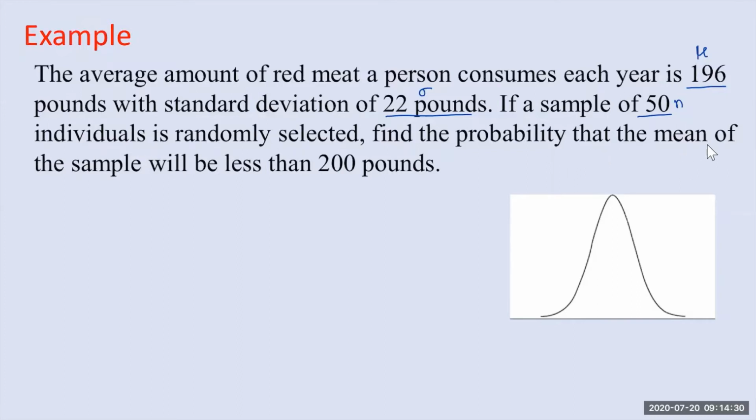We have to find the probability that the mean of the sample will be less than 200 pounds. So we have to find the probability that the mean of the sample will be less than 200 pounds. Probability that the mean of the sample, X bar, is less than 200 pounds. What is the probability? We have to find that probability.